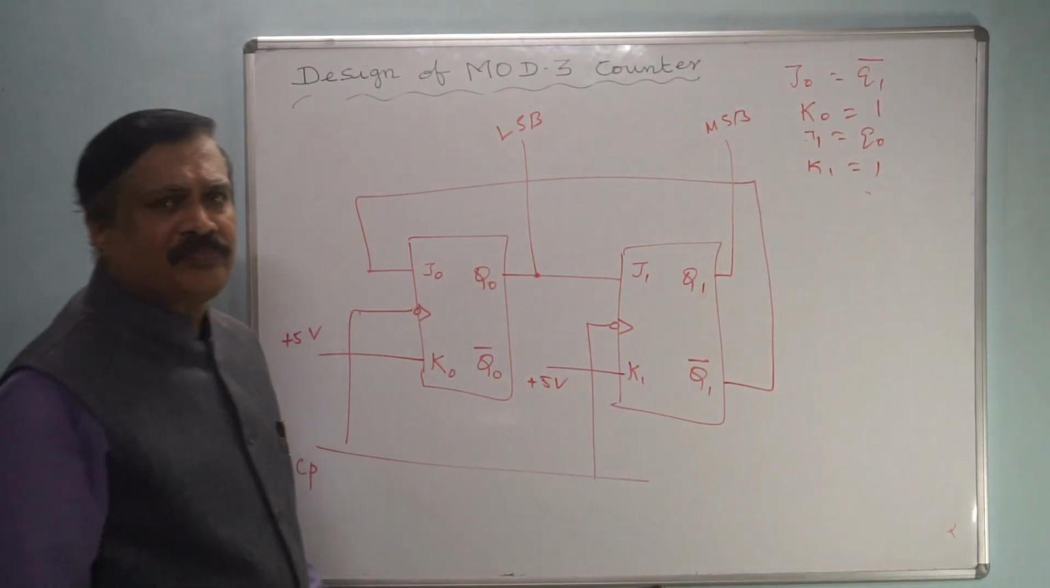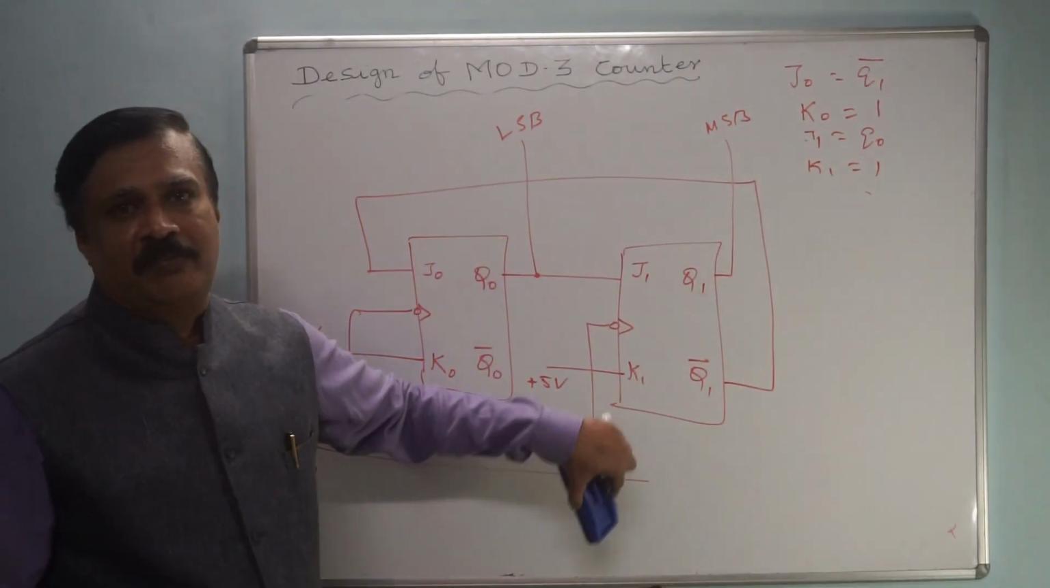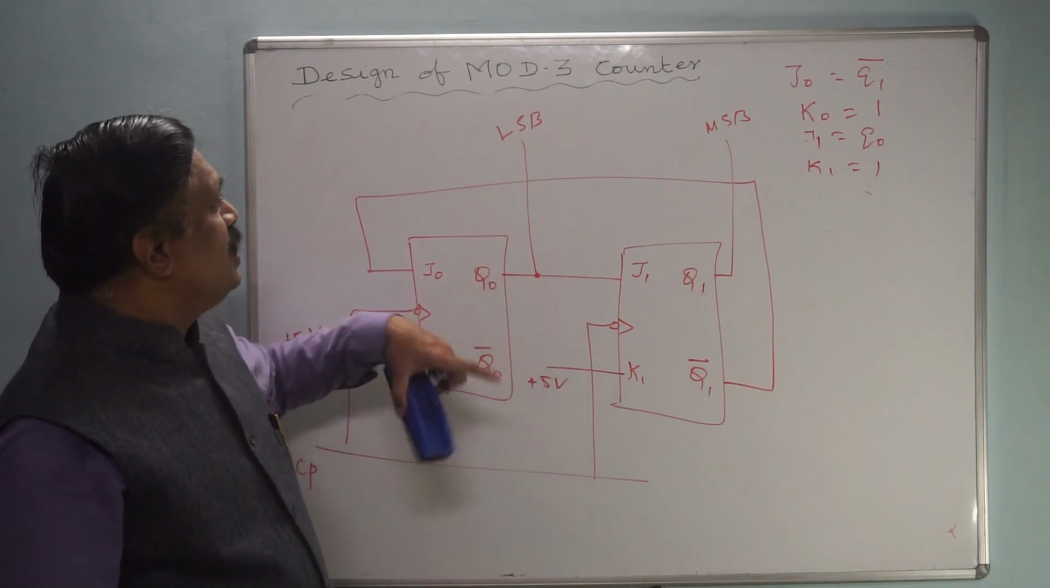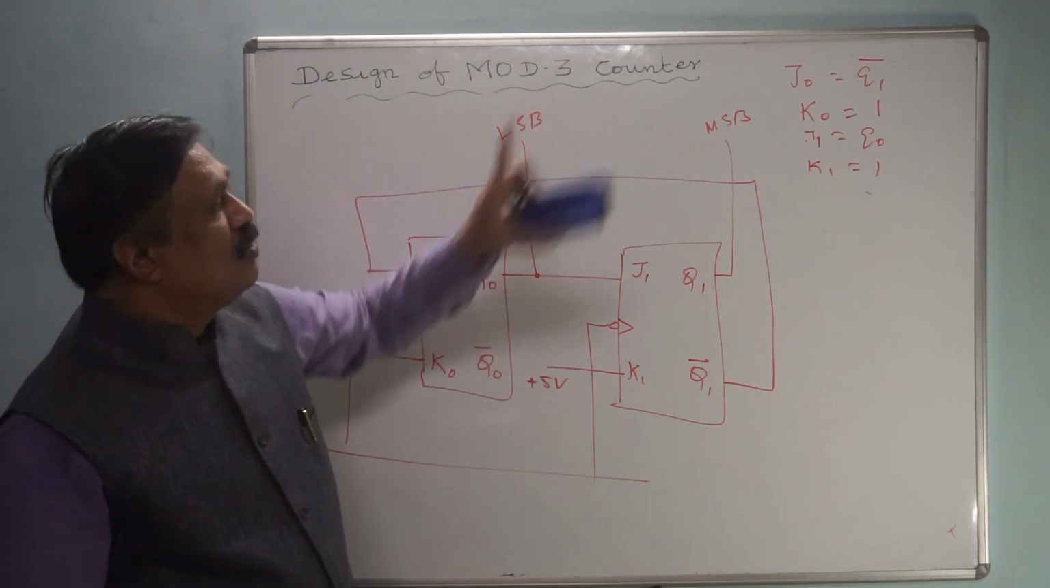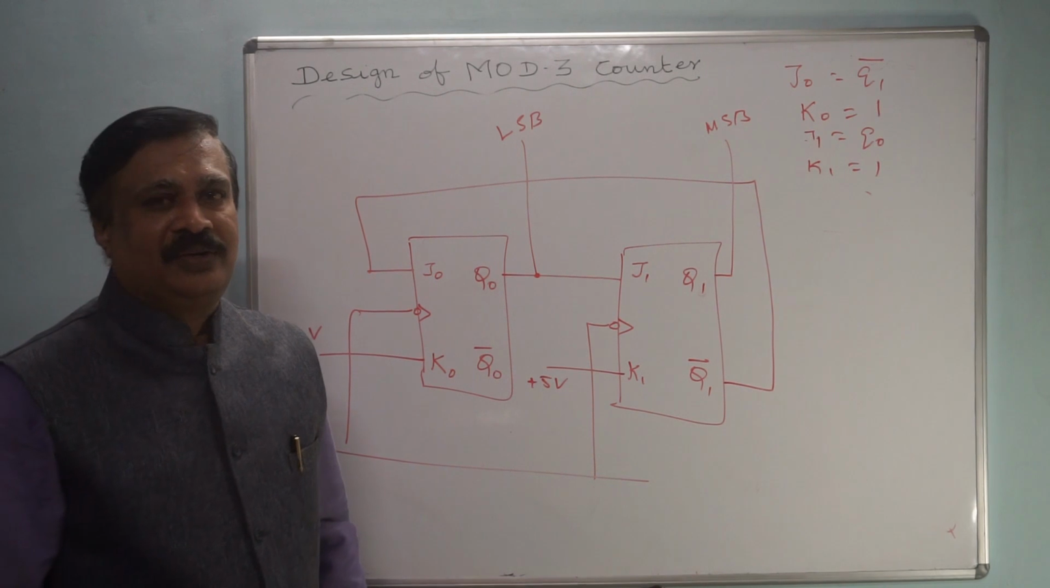Now we have made the table. This is the circuit for the Mod 3 counter.